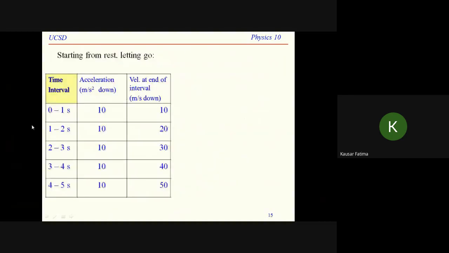Now doing some with the numbers. First second, acceleration remains constant at 10. Velocity at the end of the 1 second interval is 10 meter per second. Second interval it's 20, then 30, then 40, and then 50. After an interval of t, the velocity changes by an amount at. V is equal to u plus at is used here. V initial and at, so every time it is increased by that amount.